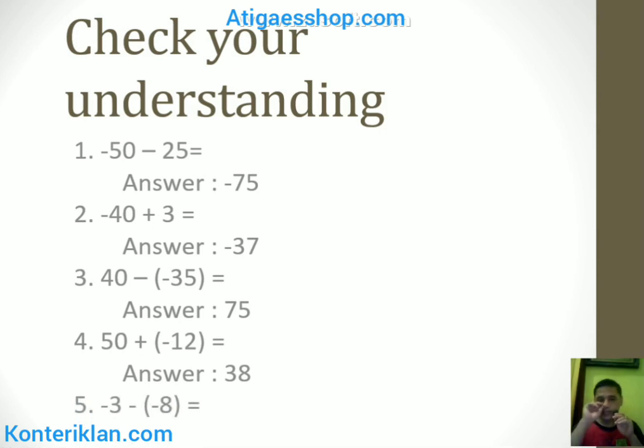Well, the last is number 5, negative 3 subtract negative 8. Who can answer this? Yes, you are correct. Since negative meet in the bracket negative should be positive, so negative 3 plus 8 equals to 5 positive. Yes, you are correct. Here we go.